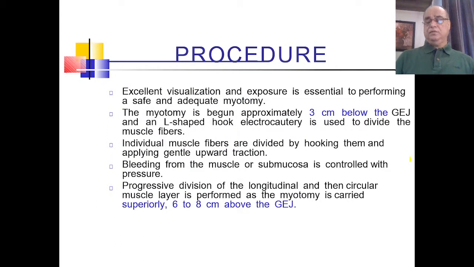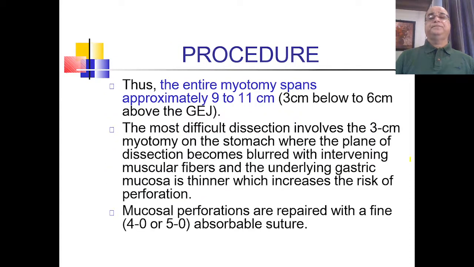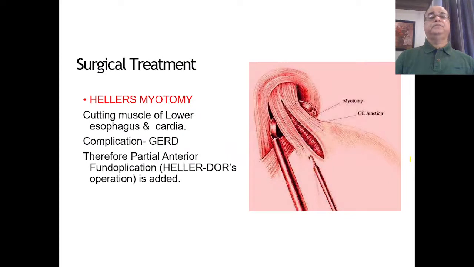So these are the operative details of the procedure. You can check it out from operative surgery books. The entire myotomy spans approximately 9 to 11 centimeter, 3 centimeter below to 6 centimeter above the gastroesophageal junction. Mucosal perforations are repaired with fine absorbable suture. So Heller's myotomy is basically cutting the muscle of the lower esophagus and the cardia. The complication, as I just mentioned, is gastroesophageal reflux disease. So in the Heller-Dor operation, a partial anterior fundoplication can be done.